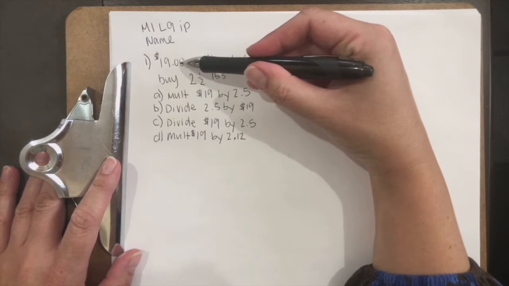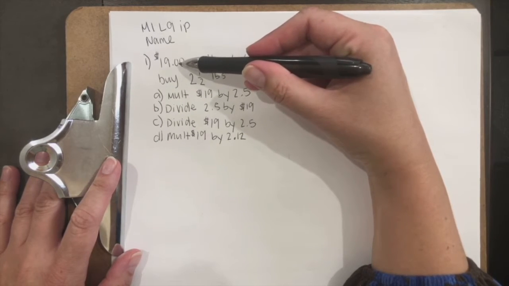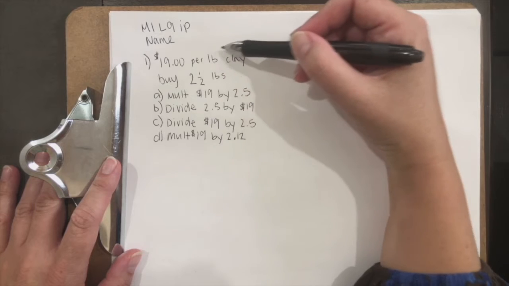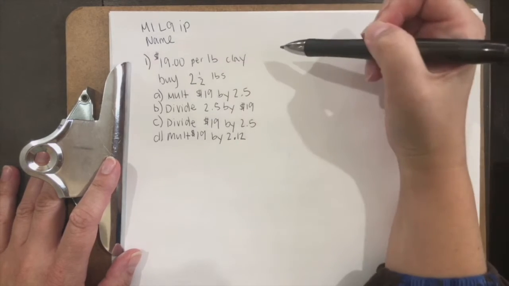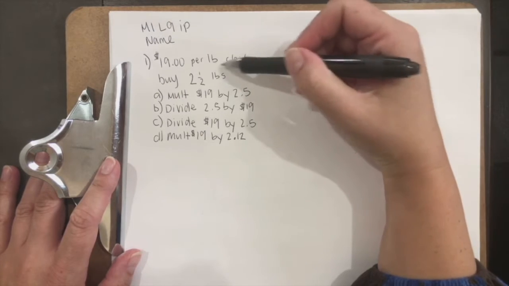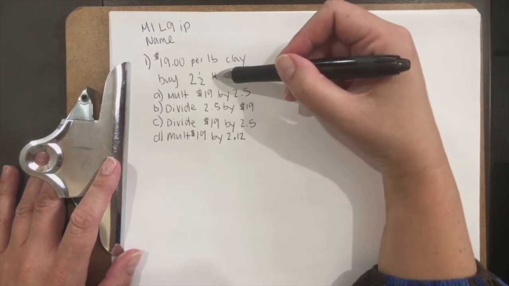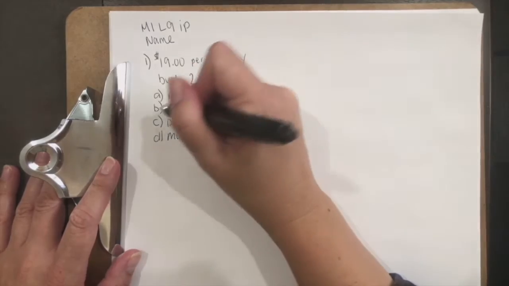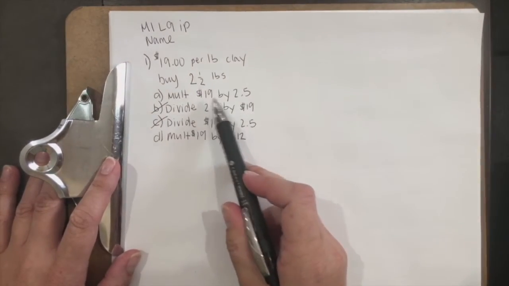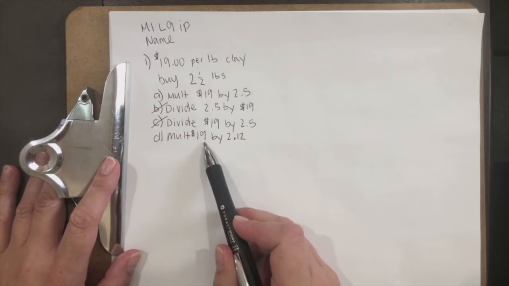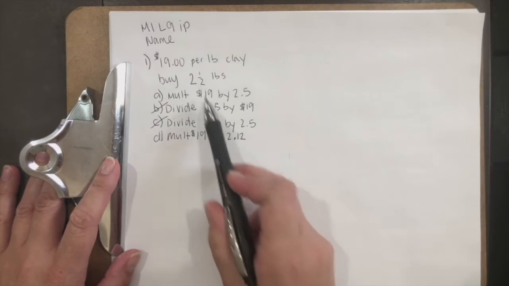So first of all, if it's $19 for every 1 pound, and we're getting more than 2 pounds, we're going to have to multiply. We need a bigger number. We need 19 plus another 19 plus another half. So that's 2.5 sets of 19 when you think about it in sets. In other words, we're going to have to multiply. So B and C we can eliminate immediately. Now, do we multiply 19 by 2.5 or do we multiply 19 by 2.12?